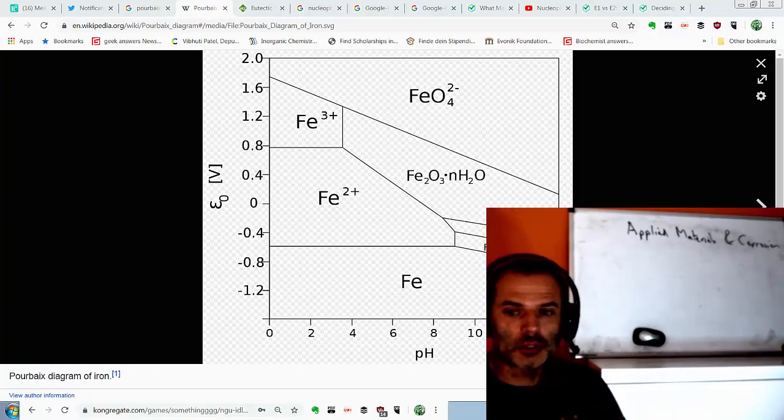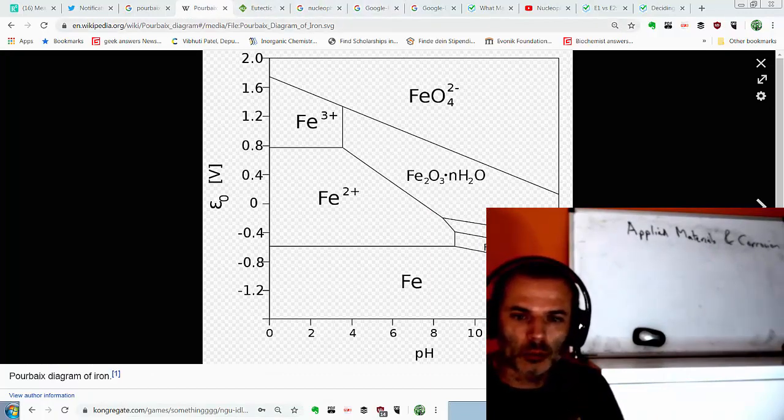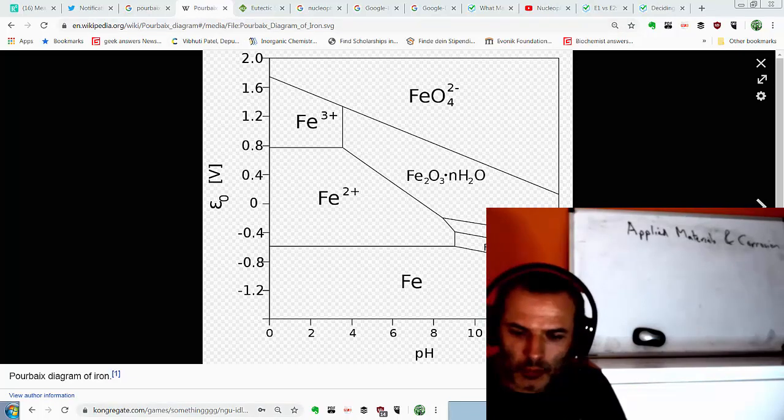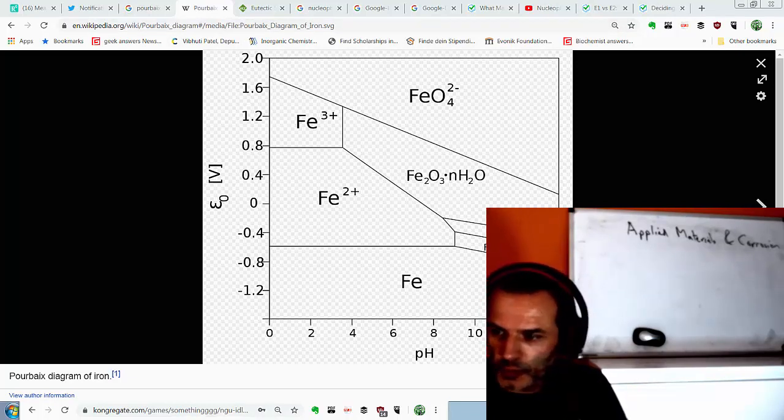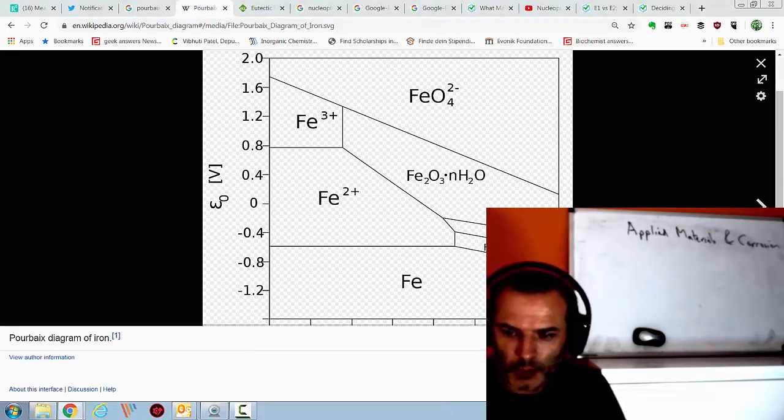So now I've switched to a different type of diagram, the Pourbaix diagram. And this is on Wikipedia. This is the English version of Wikipedia, but it doesn't really matter. This is the diagram on Wikipedia. I would like to show you the author information because it's only fair. Where is it? Here.